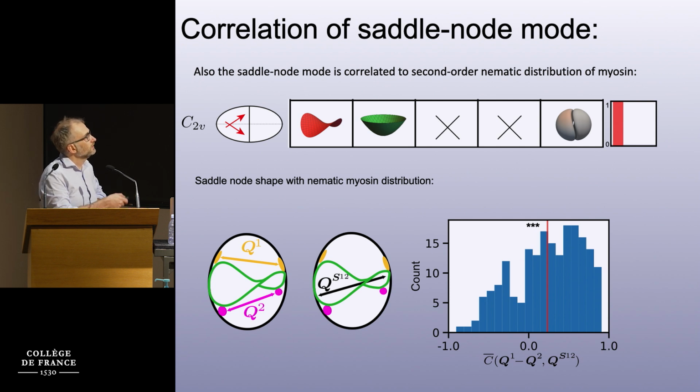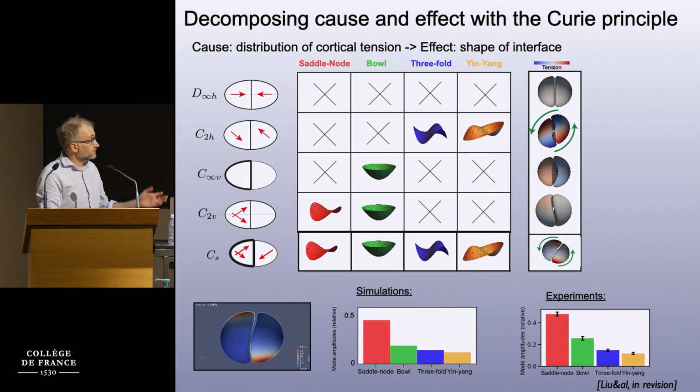In the second cell, take the difference and correlate it with the orientation of the nematic of the saddle node. And if we do this, we do find a positive correlation. So that supports the idea that this more complex distribution of myosin, where we had two opposite spots, creates the saddle node. And so that's basically my conclusion for this part, which is that the Curie principle allows us to decompose the cause and effect and understand this complex shape deformation process by connecting it to the organization of the myosin on the cell surface.